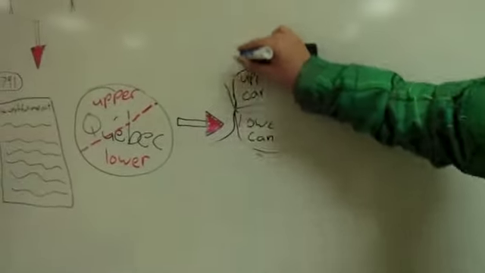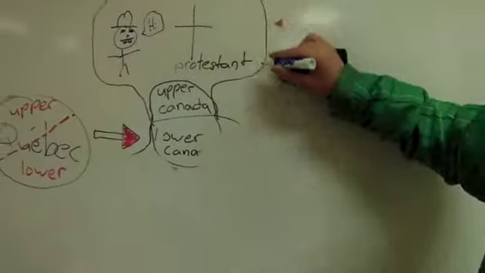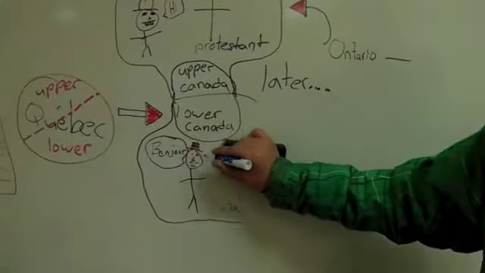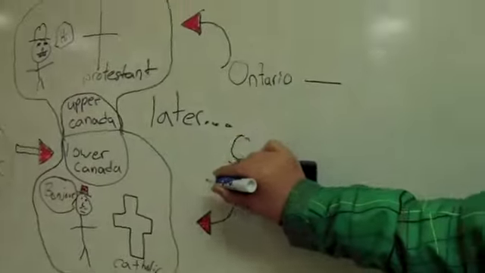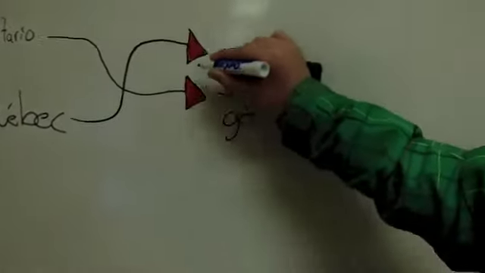Upper Canada was English-speaking and Protestant, and Lower Canada was French-speaking and Catholic. They were each separated into their own separate governments.